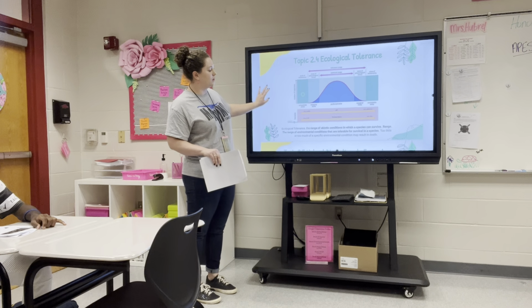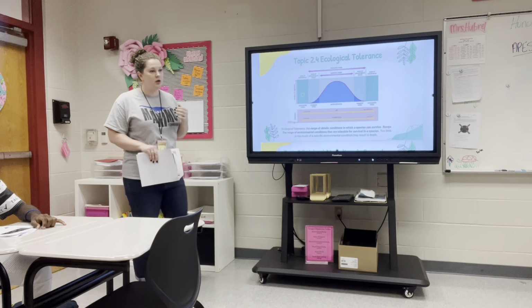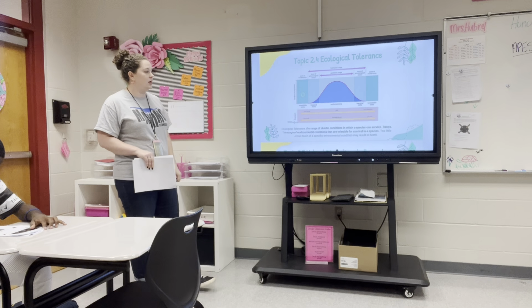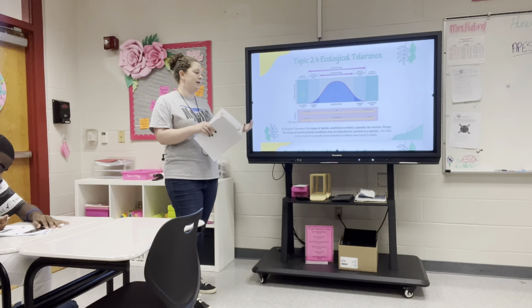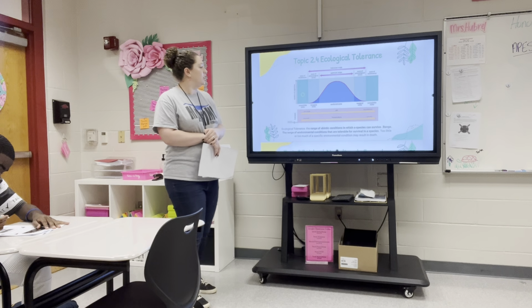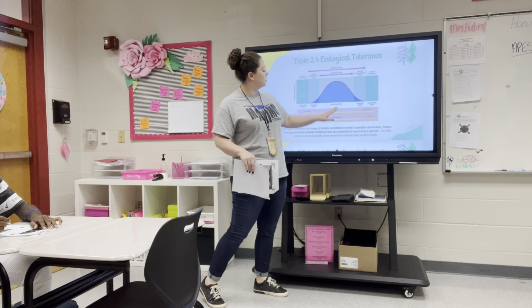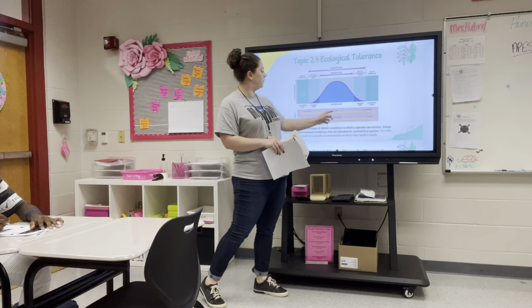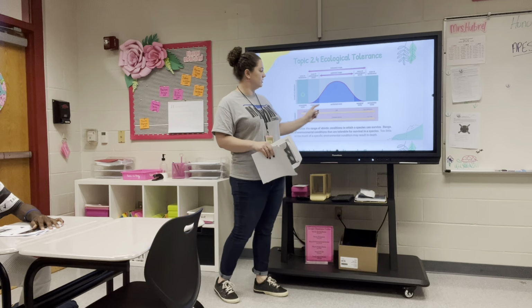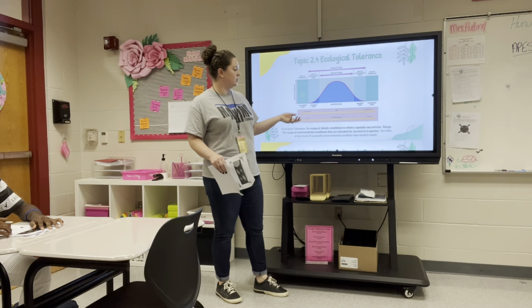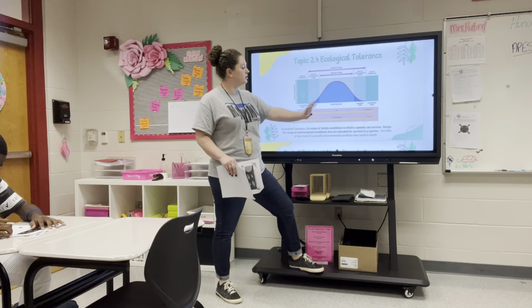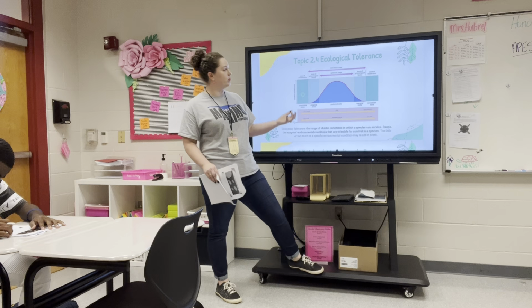Alright. So ecological tolerance is just the range that a species is going to thrive at. If it's an aquatic animal and the pH of the water changes, they'll die. If it gets too basic or too acidic, it would die. Or if the temperature gets too hot or too cold, something will die.